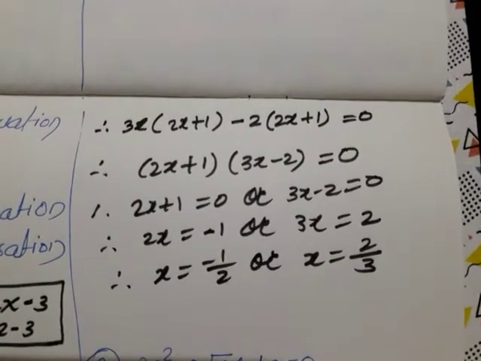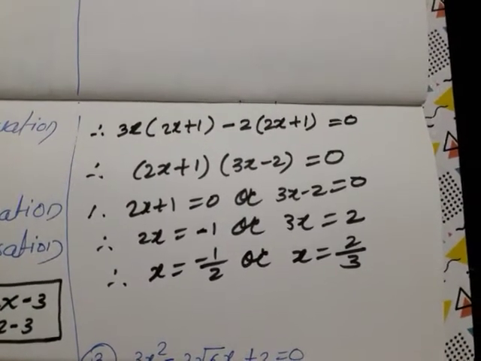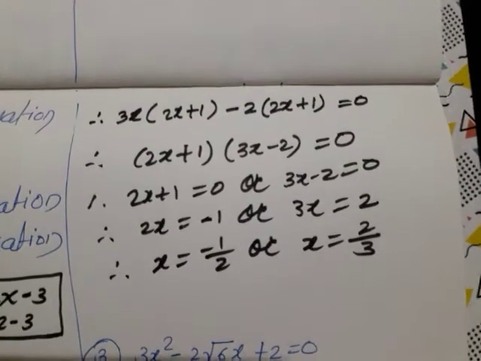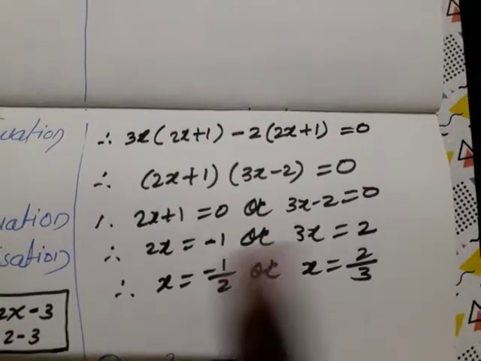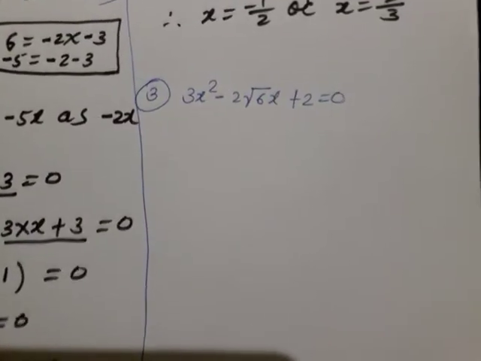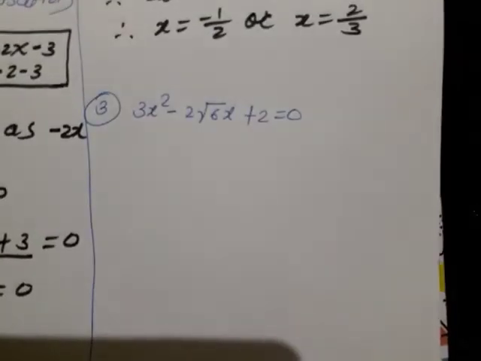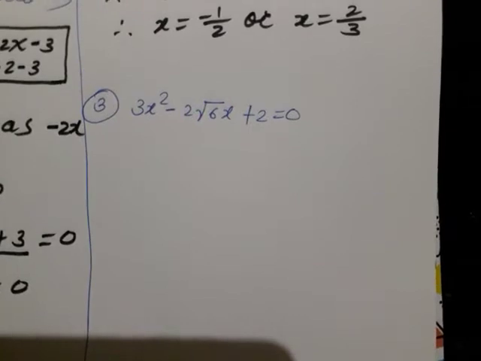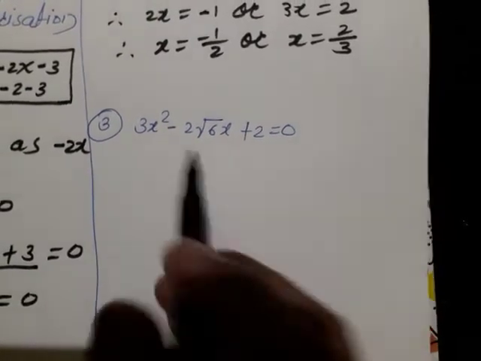We have to write over here x is equal to minus 1 by 2 or x is equal to 2 by 3 are the roots of the given quadratic equation. Do you understand? Okay. Next example, that is a little different one, I am going to show you. Look at this: 3x square minus 2 root 6x plus 2 is equal to 0. This is the given equation. Okay, then how to solve this?